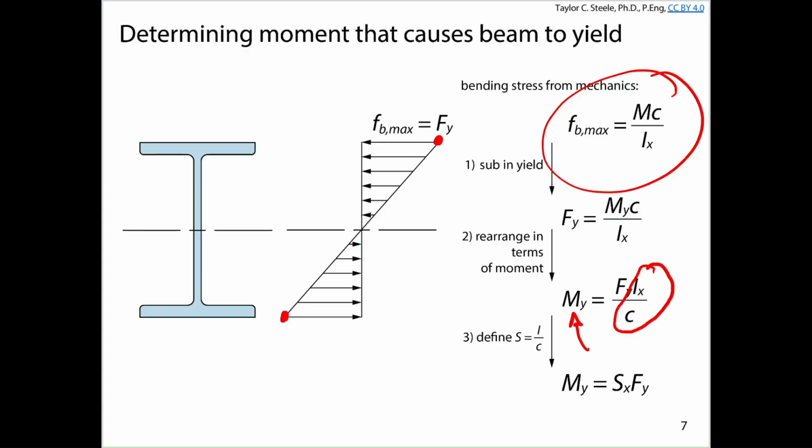This is the moment that would cause the beam to first start to yield. And so I'll just pose the question to the class. Is that the maximum amount of moment we could ever potentially apply to that cross-section? Or could we apply more? What do you think?